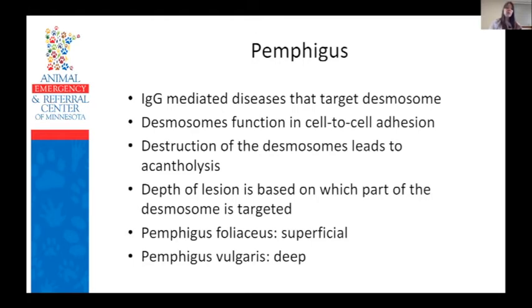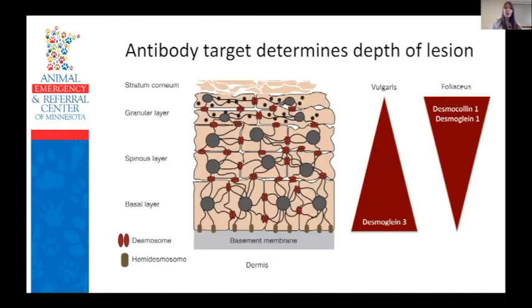So that's where you get the ballooning up, fried egg appearance to your acantholytic cells because they're losing those adhesions. The depth of the lesion determines what kind of pemphigus you have and also the severity. So pemphigus foliaceus, as we'll talk about, is more of a superficial disease, and that's because what's being targeted is more of a superficial desmosome component. Whereas pemphigus vulgaris is a deep disease, and desmoglein 3 is what's being affected there. So as far as this slide goes, it's not super busy, but it explains why you have different depths of different diseases.